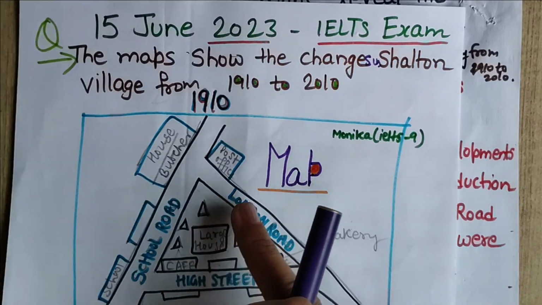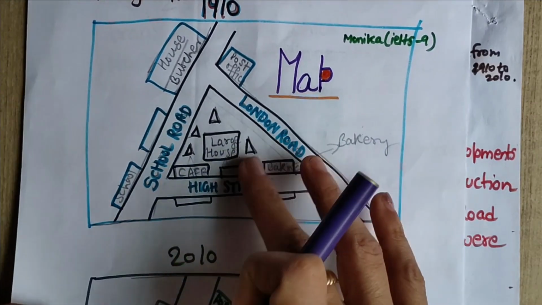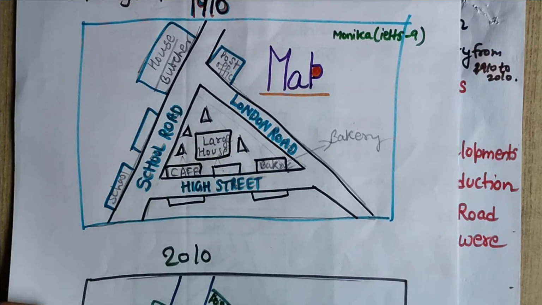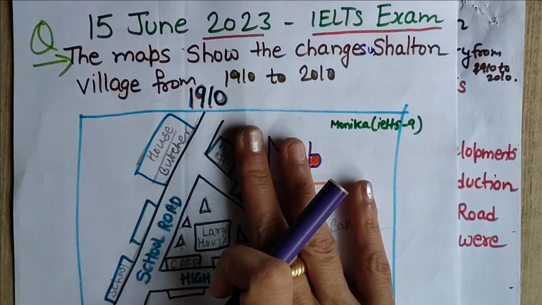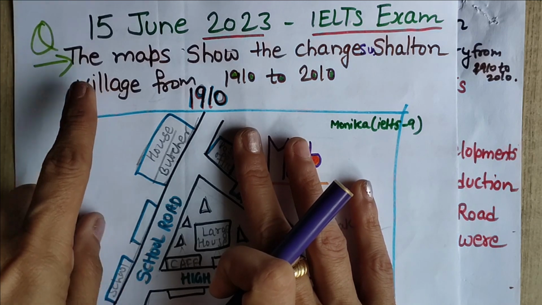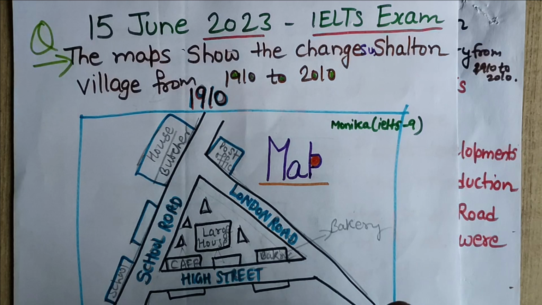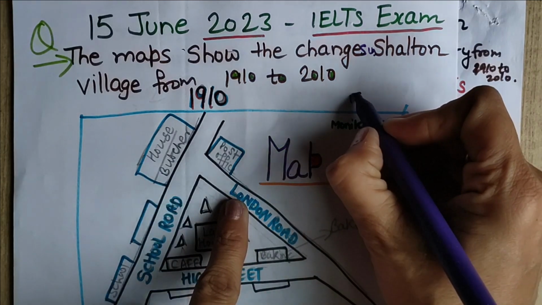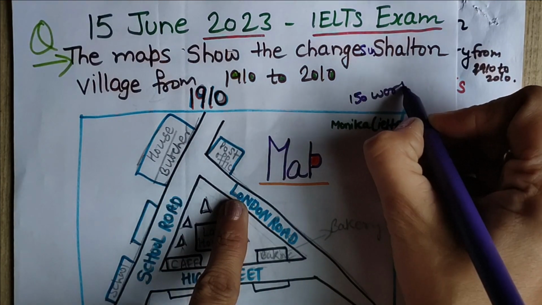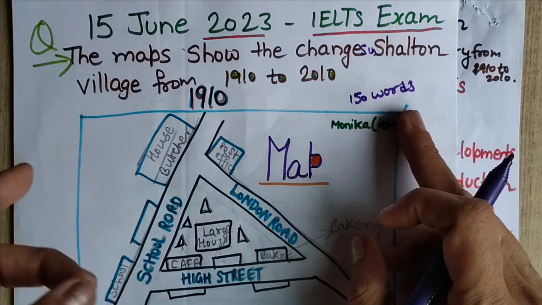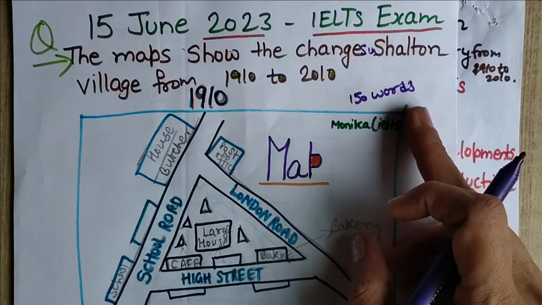Now we have analyzed, we have read both the maps here, and what changes they have done. So let's write this introduction. Introduction means we have to paraphrase the question statement. And as you know, the minimum requirement is 150 words, and you can write up to 170 or 150.